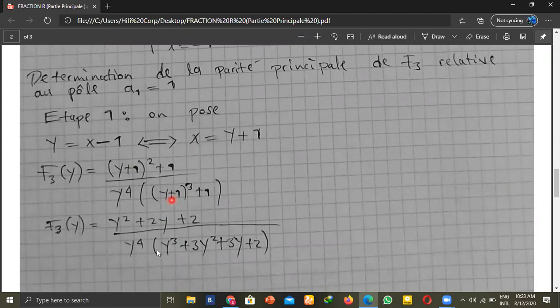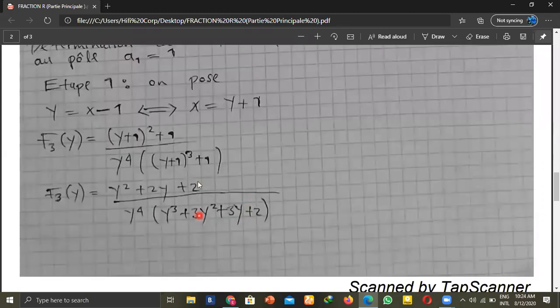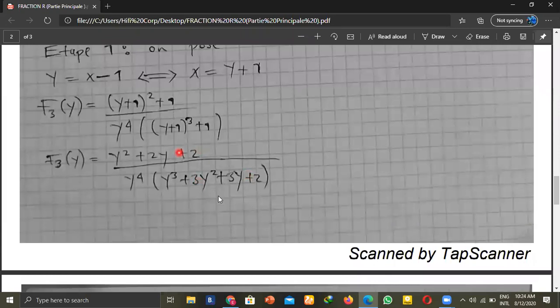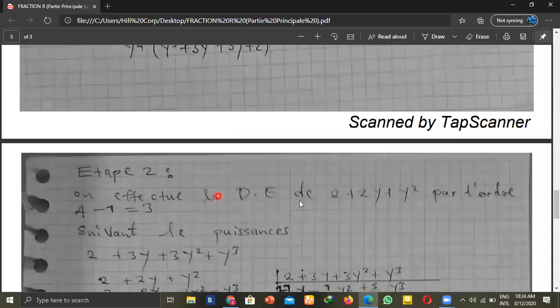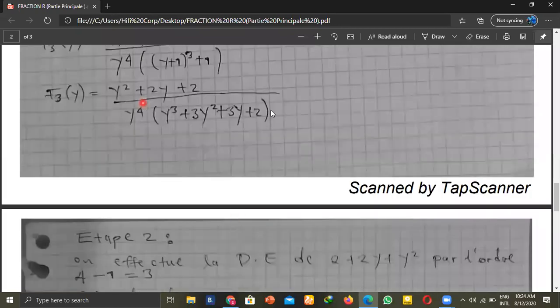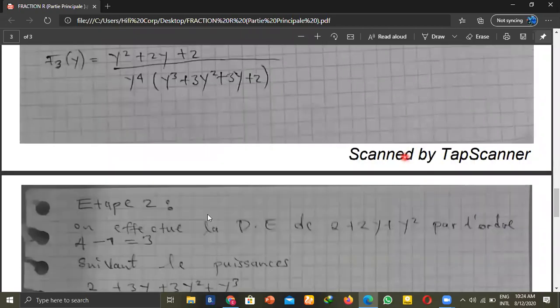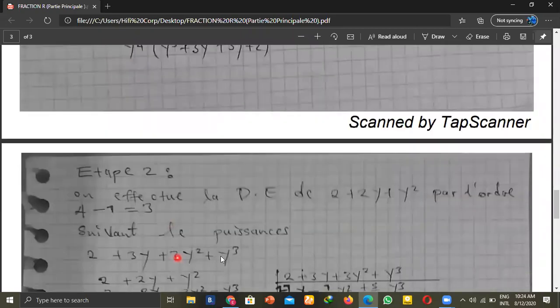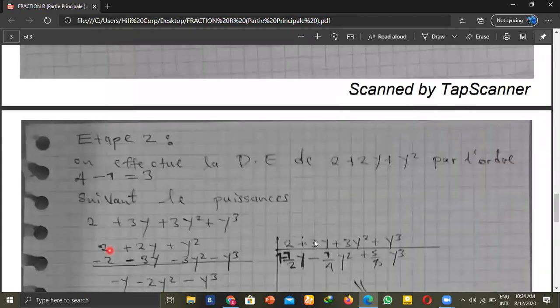We're going to have this here, and then here we're going to have this. And then we do a division Euclidean of this into this, of Poisson's croissant. Then we go to étape 2, on effectue la division Euclidean de this par l'ordre. Our order is coming from what? Where we're going to stop is 4 minus 1 here. This is order 1, this is order 4. What is it going to give us? 3. Suivant les puissances, this. So we've put this is dividing this. Then we do our division Euclidean.